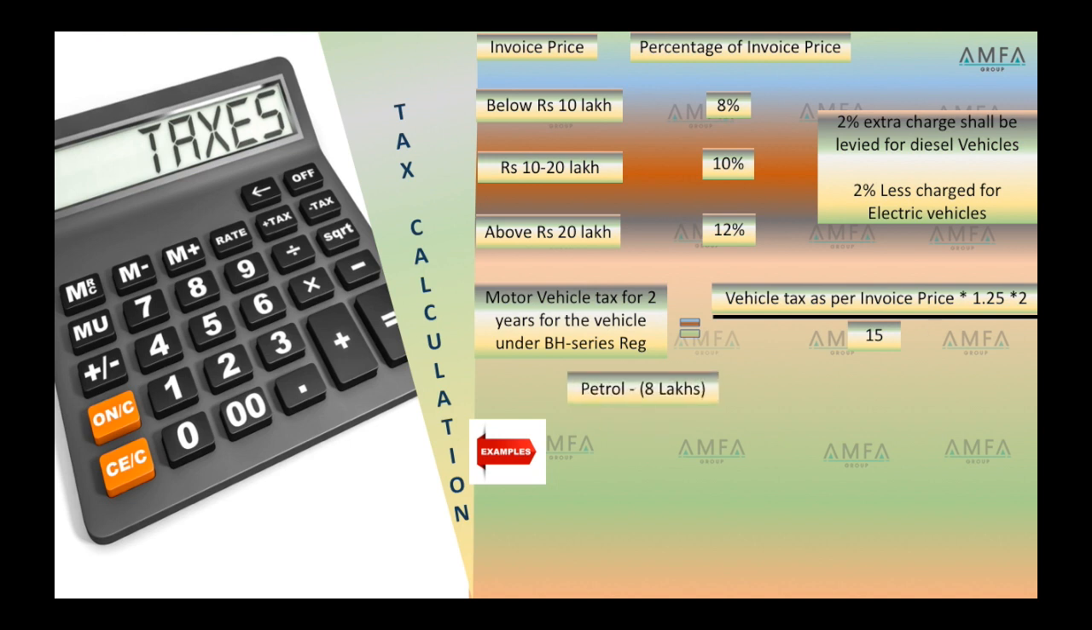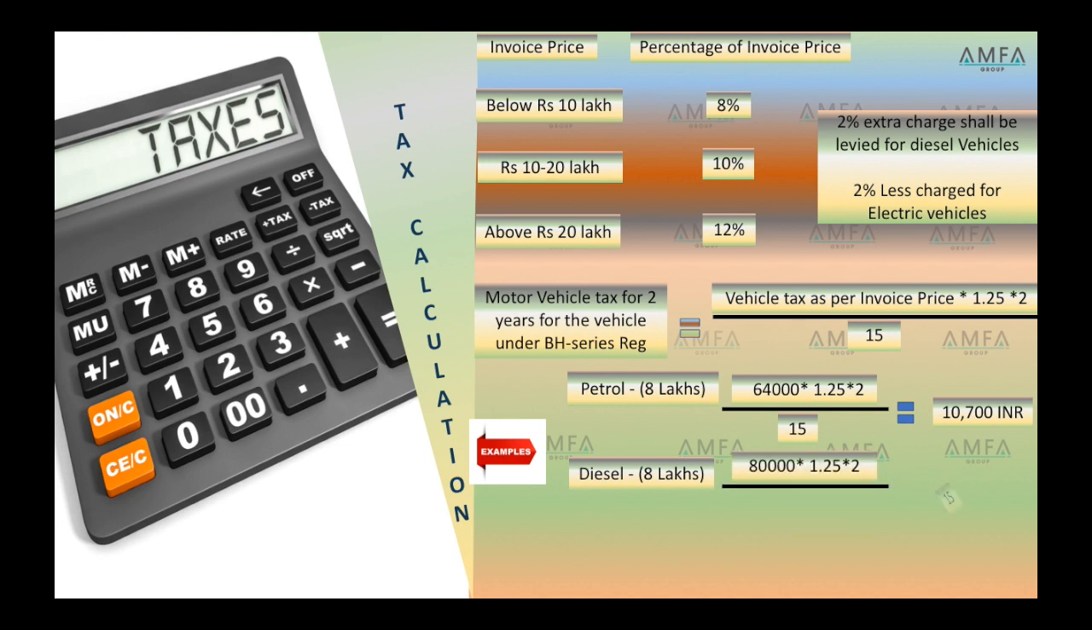For example, for an 8 lakh vehicle which is a petrol, the vehicle tax as per invoice price will be 64,000. And to calculate the Bharat Series tax for 2 years will be like this. It will cost 10,700 Indian rupees. For the same 8 lakh vehicle, if it is operating on diesel fuel, the calculation goes like this.